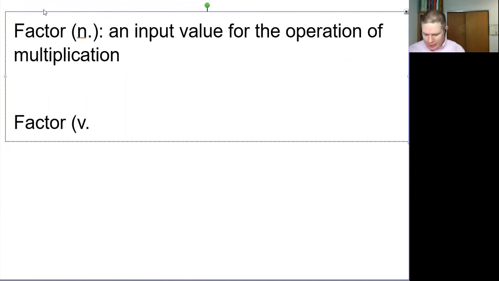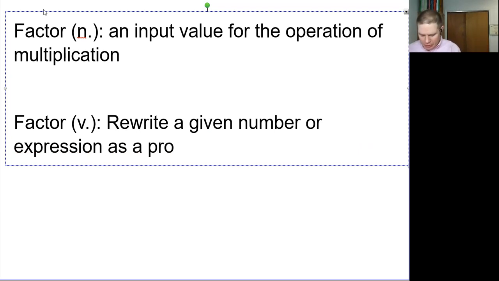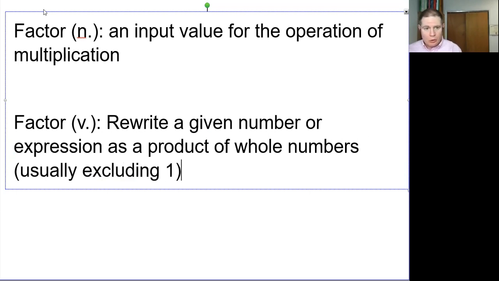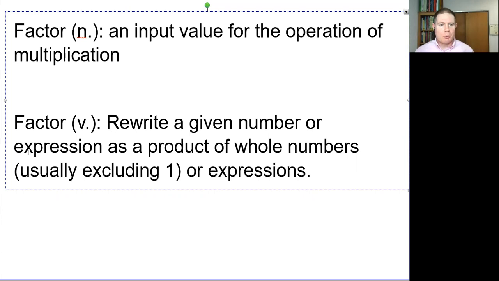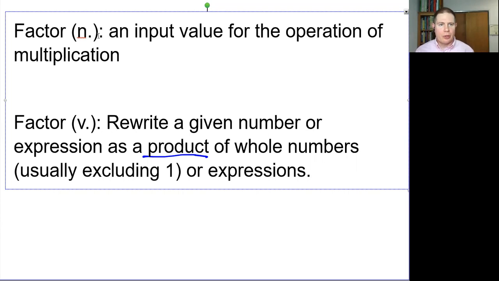But if I talk about factor as a verb, I mean rewrite a given number or expression, we can factor entire expressions as well, as a product of whole numbers. We'll talk about one in just a moment. Or expressions, right? So if I factor an expression, that's going to be rewritten as a product of expressions. For now, we're just factoring numbers, and we're writing those numbers as a product of whole numbers, right? So the key word here is we're still getting a product. And so that actually leads us to another noun definition, a slightly different way of thinking about factor.